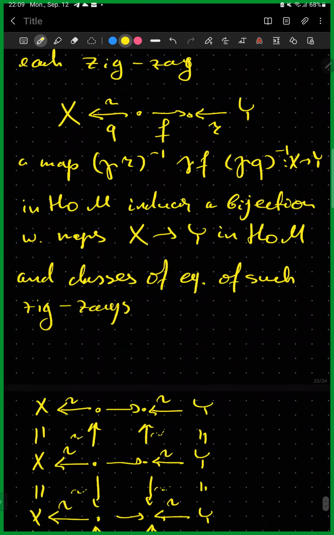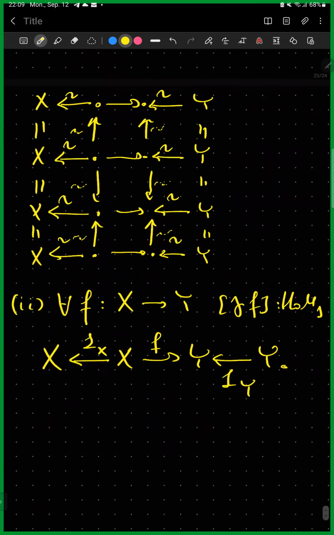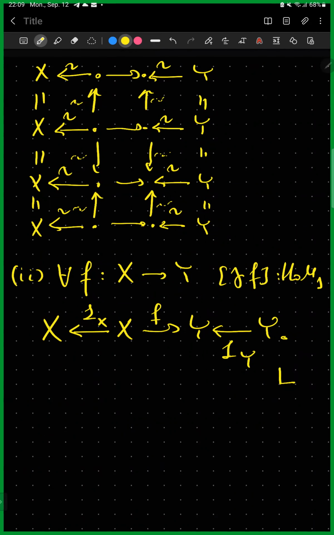Okay. So this is it for today, I think. Next time I will talk about equivalent functors and derived natural transformations in more detail.